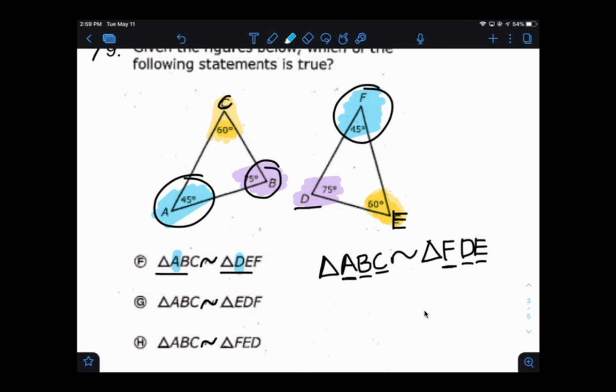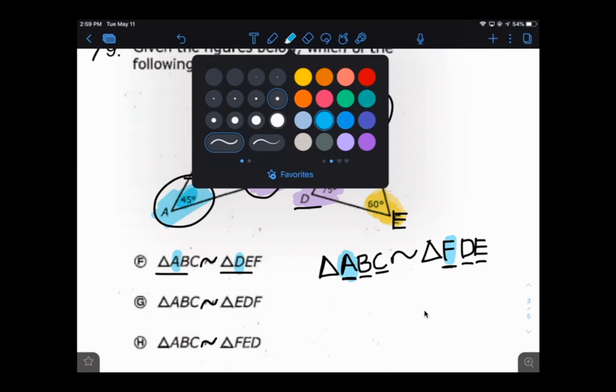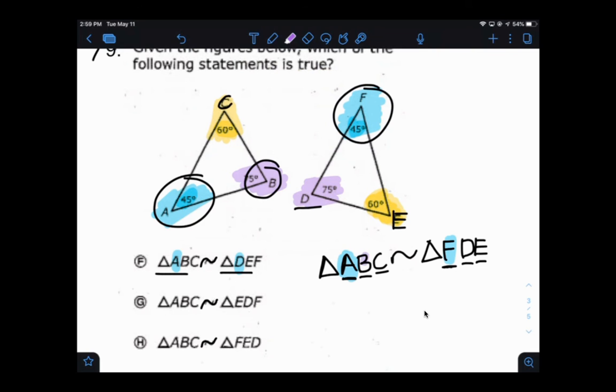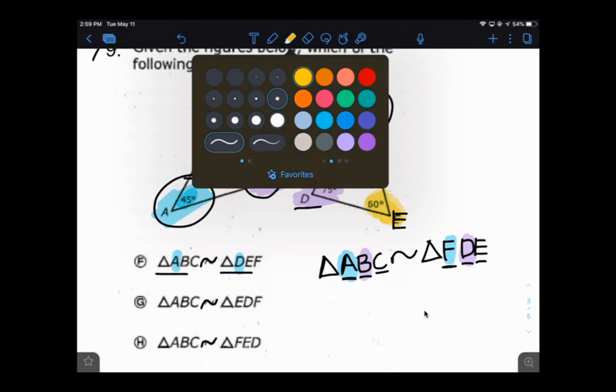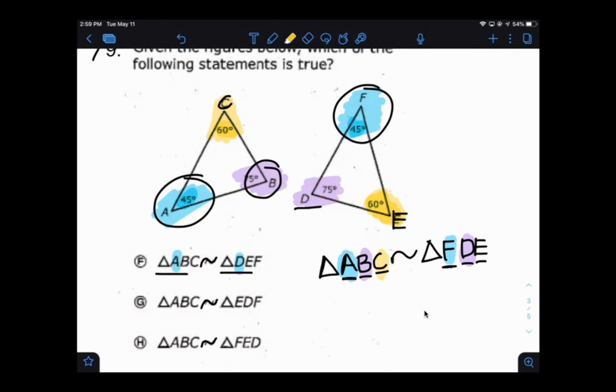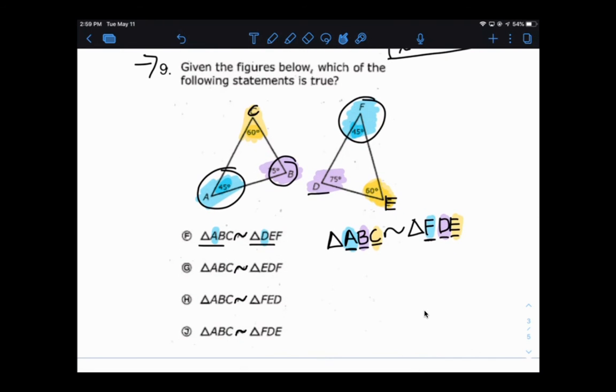That way you do have A matching with F based on the dimensions, right? We have 45 and 45. And then you see here that B is actually matching with D, right? And then C is corresponding or matching with E, right? So based on what I just told you, you can select the correct answer choice, right?